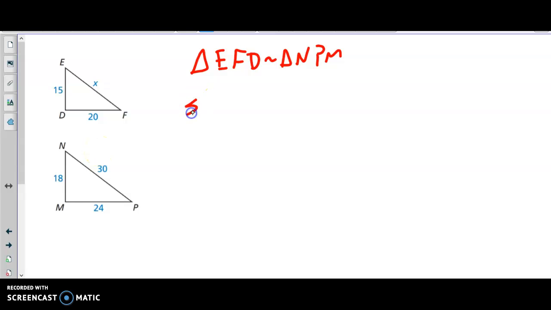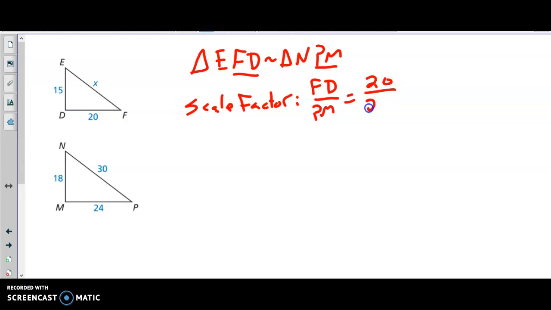So what I need to do first is find my scale factor, my scale ratio. Since I already know that, I'm just going to take some sides that I know here. If I take FD and compare that to PM, both of those I have, so I have 20 over 24. Now I can see that my scale factor, when I reduce that, is 5/6. This is my scale factor.